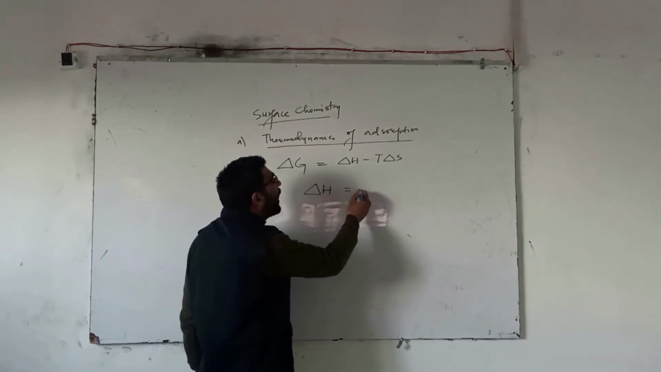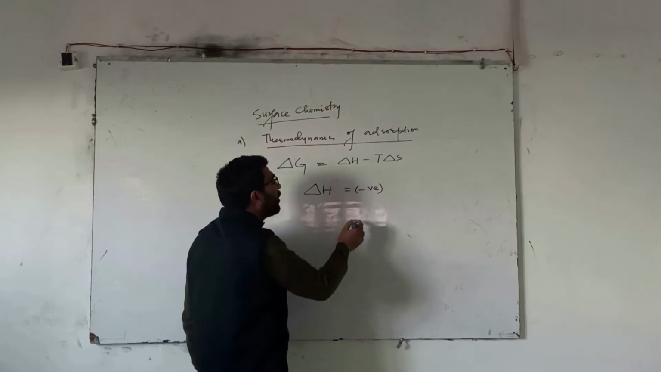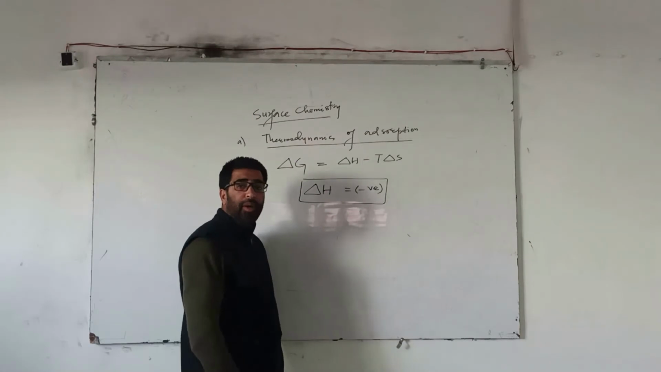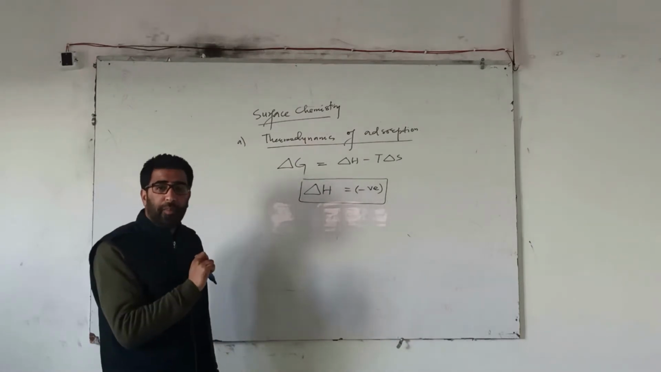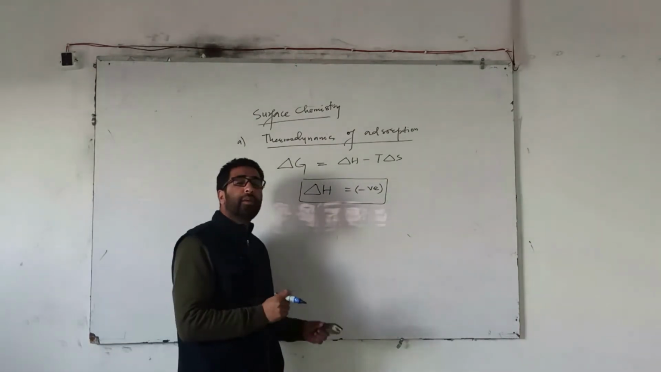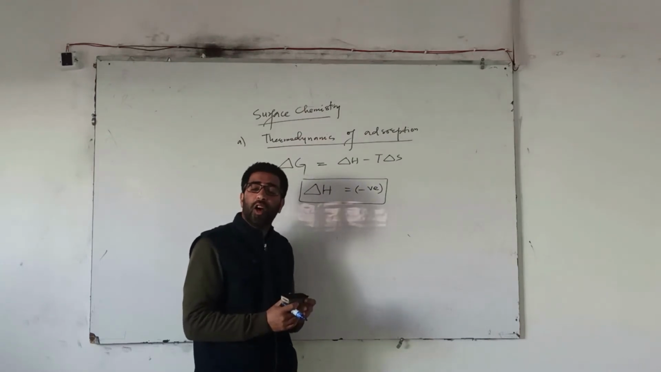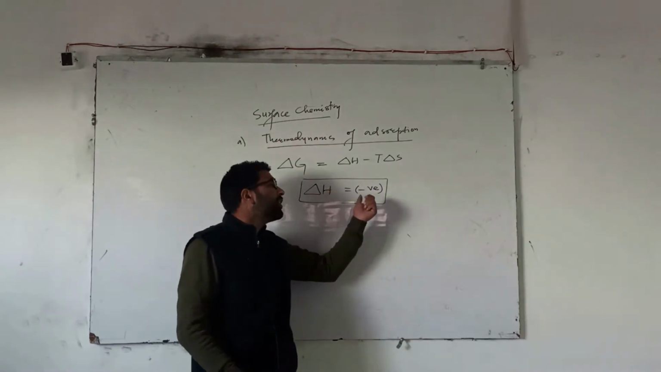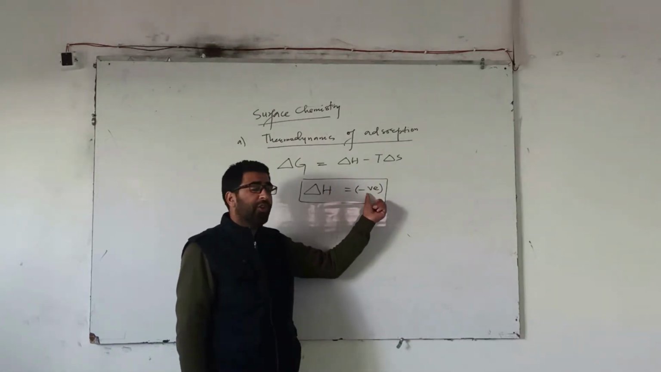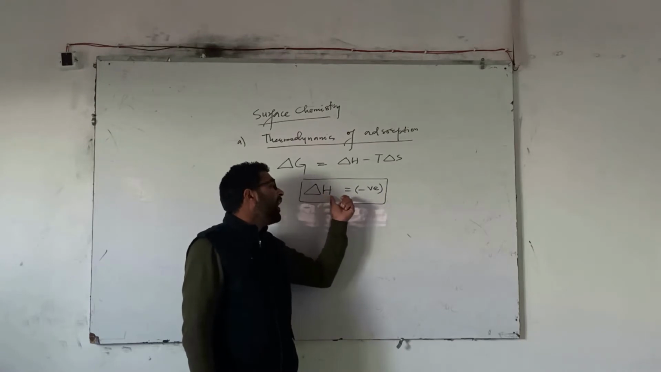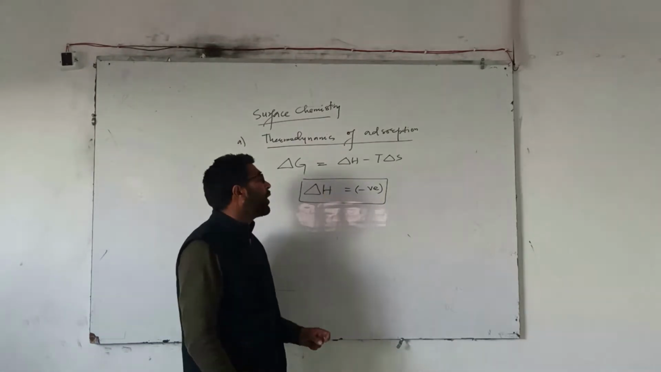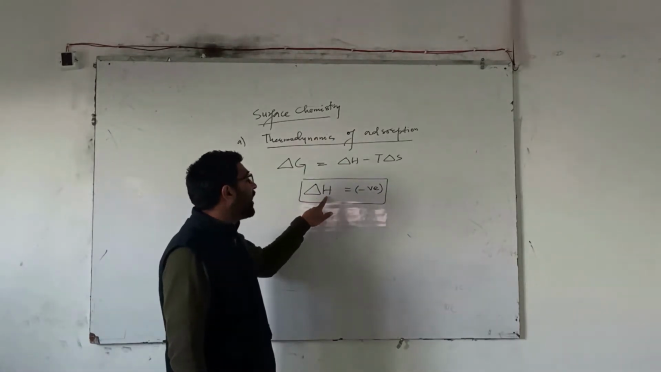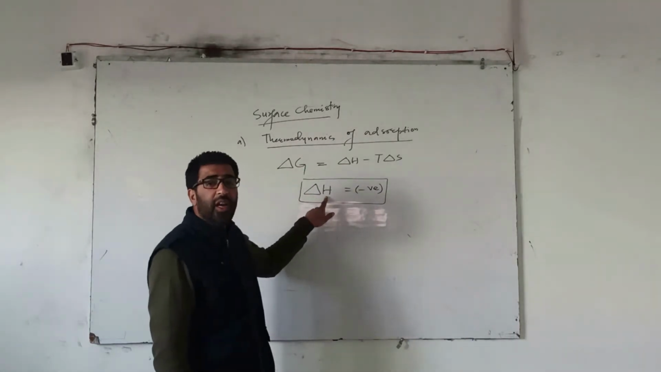Delta H for adsorption is negative because there is formation of new intermolecular force between the adsorbate and the adsorbent. Because of the formation of the intermolecular force between the adsorbate and the adsorbent, energy is released that appears in the form of enthalpy of adsorption. That's why delta H comes out to be negative. So remember this point, for adsorption there is decrease in enthalpy.